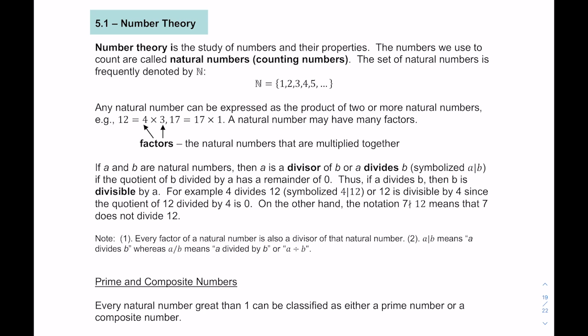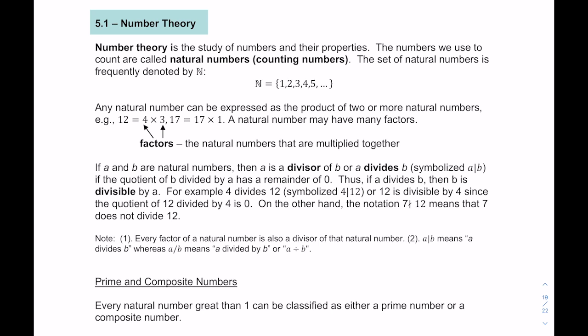You can take any natural number and express it as the product, which again is the answer to a multiplication problem, of two or more natural numbers. So if I took the number 12, I could write it as 4 times 3. So it's the product of two or more natural numbers. It's the same thing with the number 17. You can write it as 17 times 1. Natural numbers can have many factors. A factor is an important word. It's just the natural numbers that are multiplied together to give you that product.